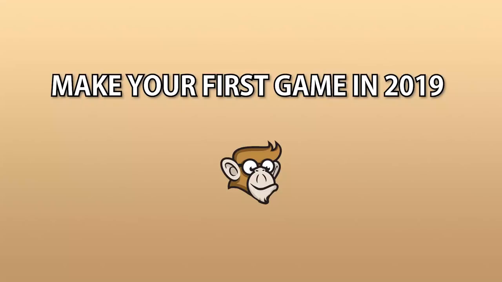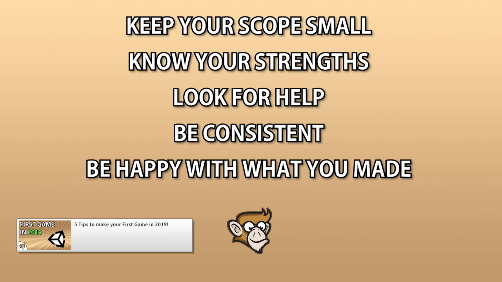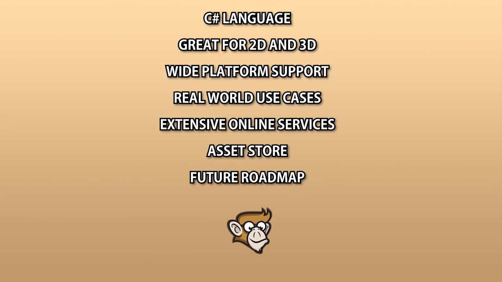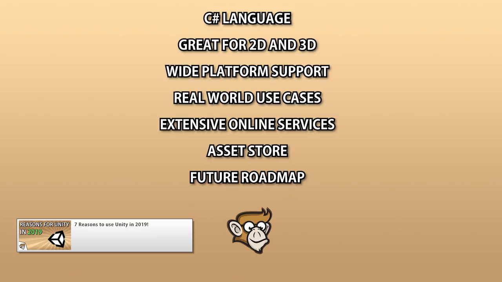So January started off with a video covering 5 tips to make your first game in 2019. This is part of a new type of videos that I'm trying out, containing more general advice regarding game dev rather than specific tutorials. Following that, there was a video on 7 reasons why you should use Unity in 2019. I think Unity is great, and there are plenty of reasons to be excited in the roadmap for this year.